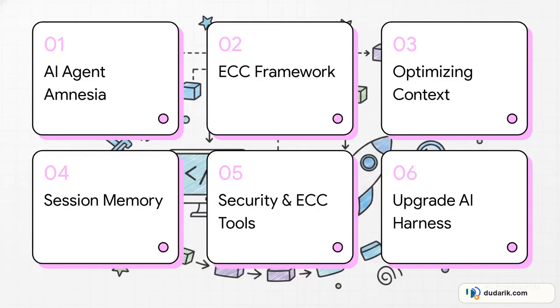So here's what we're looking at today. First, the AI agent amnesia problem. Second, the everything-claude-code framework, which is an incredible performance optimization framework for Claude Code and other agent harnesses. Then we'll look at optimizing MCPs and context, solving that cross-session memory issue, setting up security guards and ECC tools, and finally, upgrading your whole AI harness. Let's get right into it.